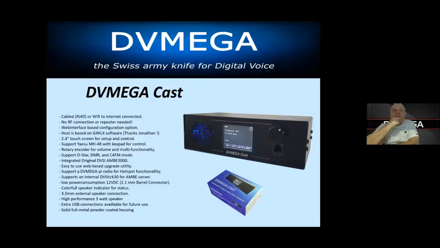It has two options for additional modules. You can put a radio hotspot module, like I showed on top of the Raspberry Pi, inside the radio, so you can use the radio as a hotspot as well. And you can put a DV dongle stick, a DV Stick 30, in. That makes an MB server. I'll come back to that MB server in the next slide.